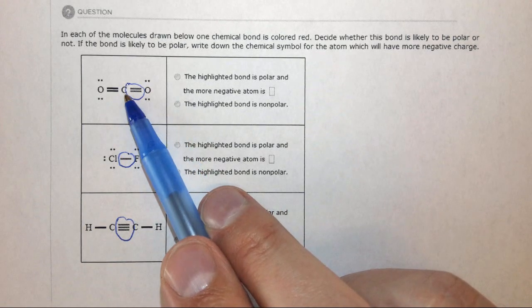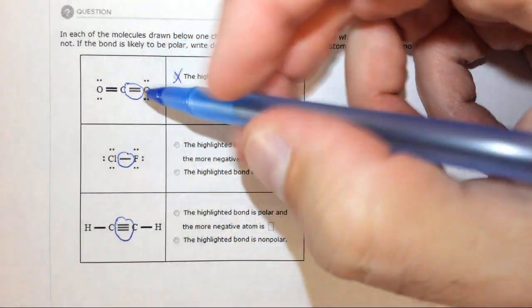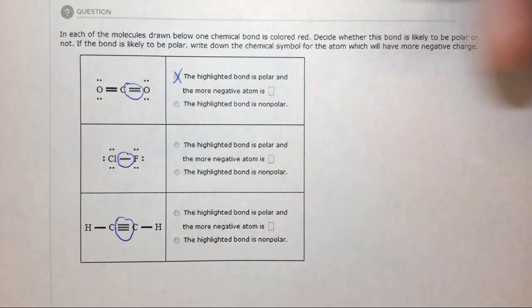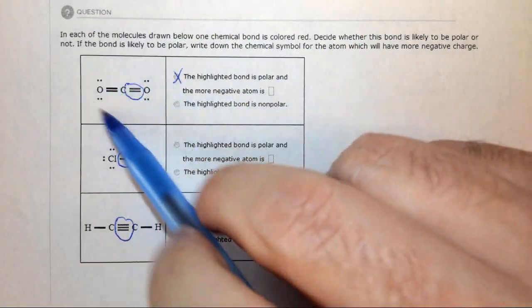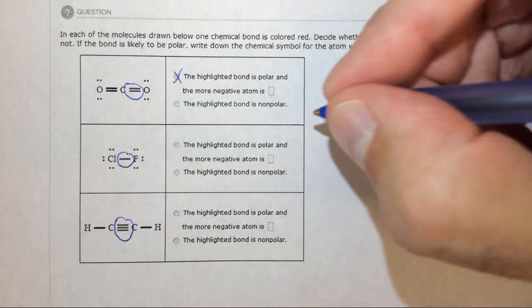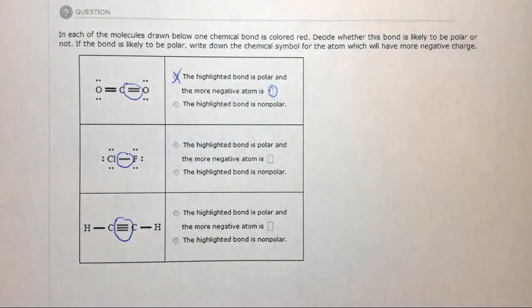Oxygen is much more electronegative than carbon. So this is a polar bond, and therefore the electrons will spend more time around the oxygen than they would around the carbon. For this particular bond, overall this molecule is nonpolar, which we'll get into later. The more electronegative atom is oxygen.